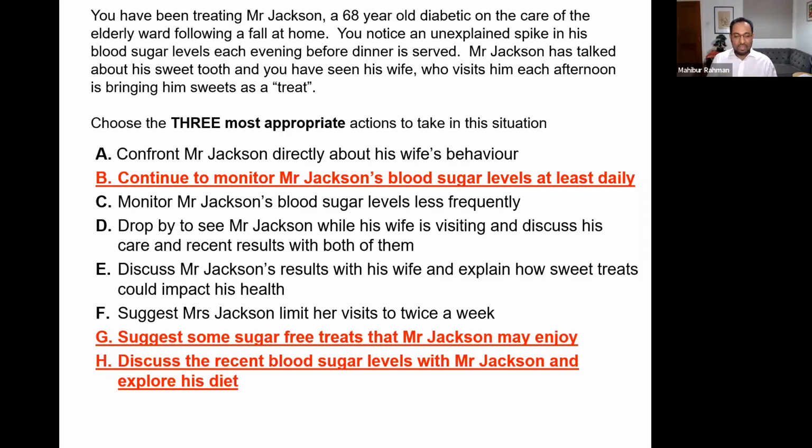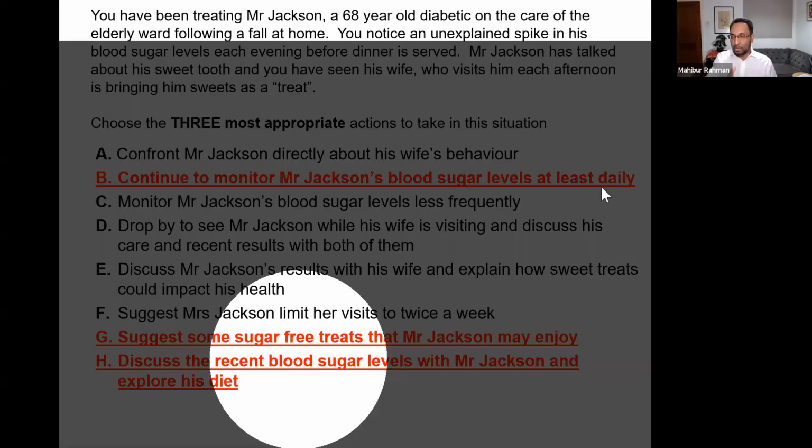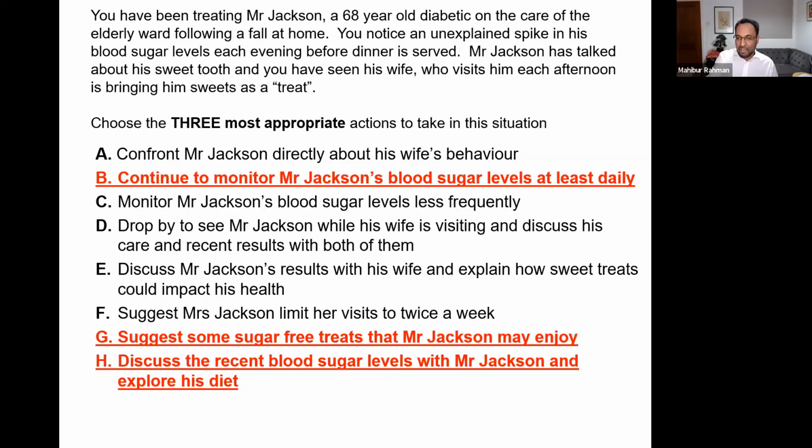Do you see? And then you say, look, as your sugars are still high at the moment, here's some sugar-free treats. I know that you've got a sweet tooth. You've mentioned it before. Here's some sugar-free treats that you might enjoy, but they're not going to affect your sugars because they've not actually got sugar in them. And then continue to monitor his blood sugar levels at least daily. Until it's controlled, at least do as much as you've been doing. You might even do it a bit more, but definitely not going to do it less frequently.